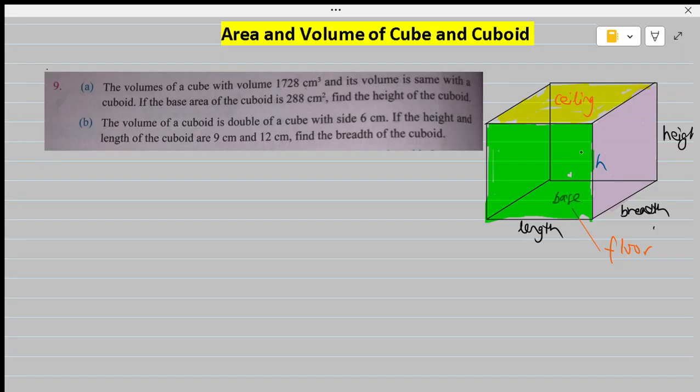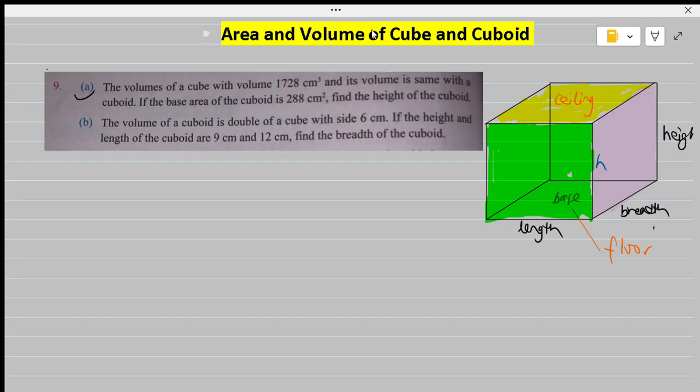Okay, so what's showing number 9? Let's see. Number 9 (a): The volume of a cube is 1728 centimeter cube, and its volume is the same as the volume of a cuboid. The base area of the cuboid is 288 centimeter square. Then find the height of the cuboid.